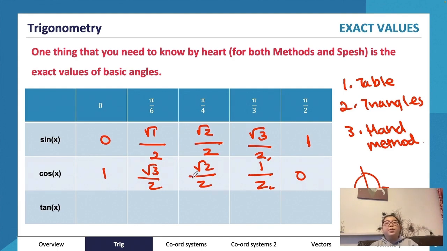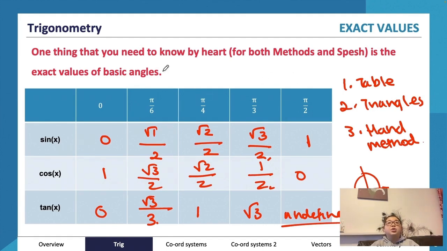Then with tan, because tan is just sine over cos, essentially you pretend to divide over a line. So 0 over 1 is just going to be 0. 1 over root 3 is just going to be 1 over root 3, or root 3 on 3. Then root 2 on root 2 is just going to be 1. And root 3 on 1 is going to be root 3, and 1 on 0 is going to be undefined, and this is where our asymptotes occur for tan. So that's how you can memorize it.